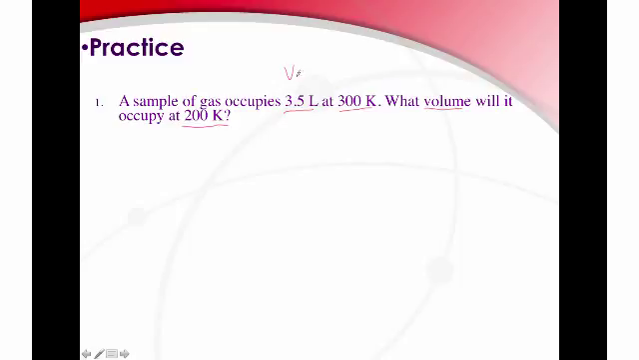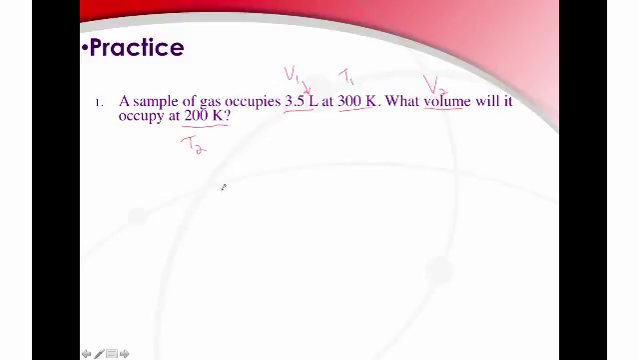This right here would be our initial volume. And it's occupying it at 300 Kelvin, which would be our initial temperature. What volume are we looking for? Our final volume will be what it occupies at 200 Kelvin, which is our final temperature. So using the expression on the page before, using Charles' law, we can plug in the numbers of the known values.